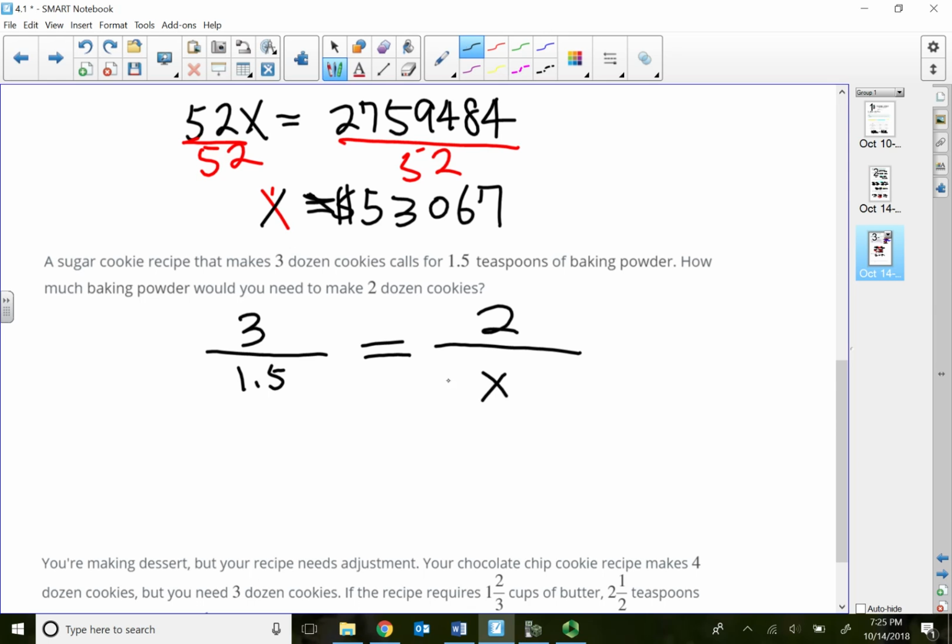If I use another cross product, 3 times X is 3X, set equal to 2 times 1.5, which is 3. Divide both sides by 3, and my answer is X equals 1. So for 2 dozen cookies, I only need 1 teaspoon of baking powder.